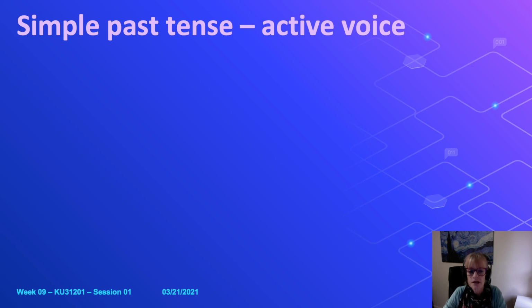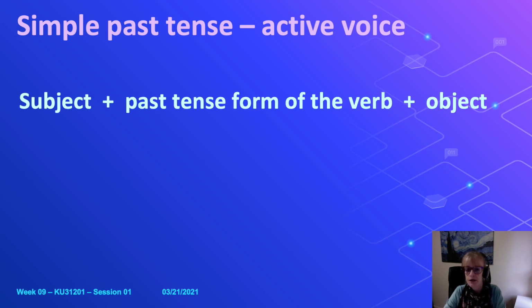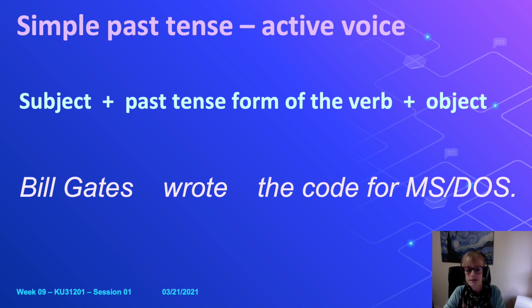All right, we're going to have a look at another example now, because I think there always needs to be more than one example when we're learning something new. So here is our formula for the active voice in the simple past tense. The subject is first, then the past tense of the verb, and then the object. So our new sentence is: Bill Gates wrote the code for MS-DOS.